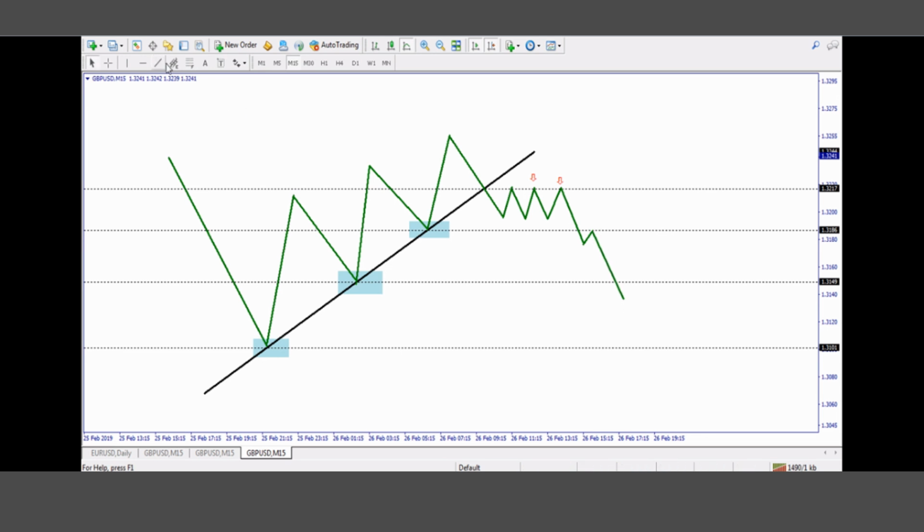Continue down. You should wait for a retracement before you pick another sell, like that. Then we should continue to the lower side. So this is one good way. This is just one very good way of trading.